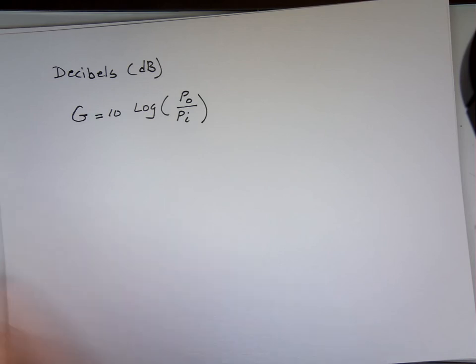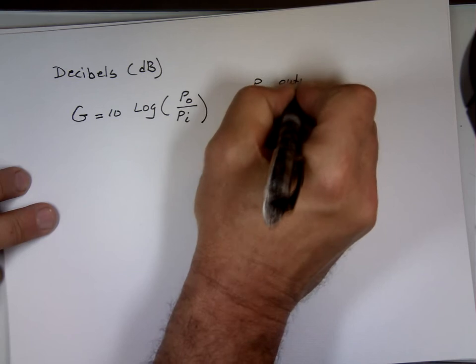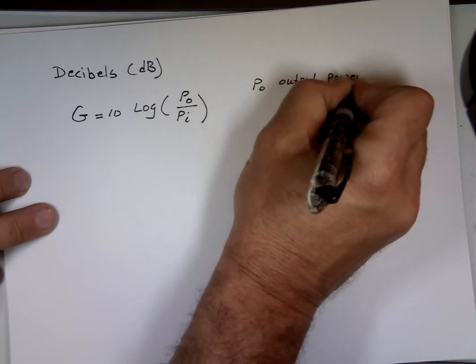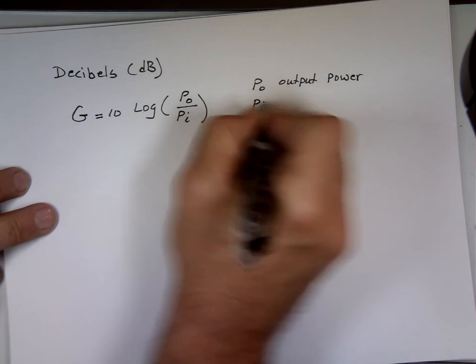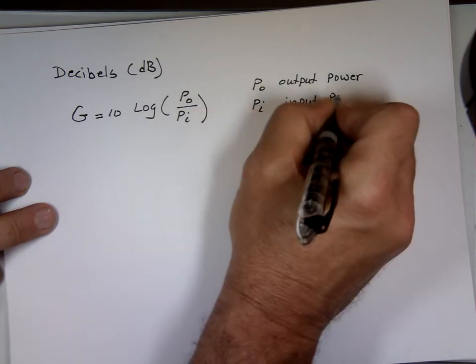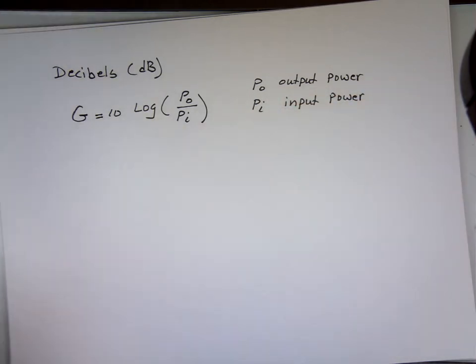So P_O is the output power, and P_IN is the input power. You get this much power going to the speaker, that much power coming out of it.